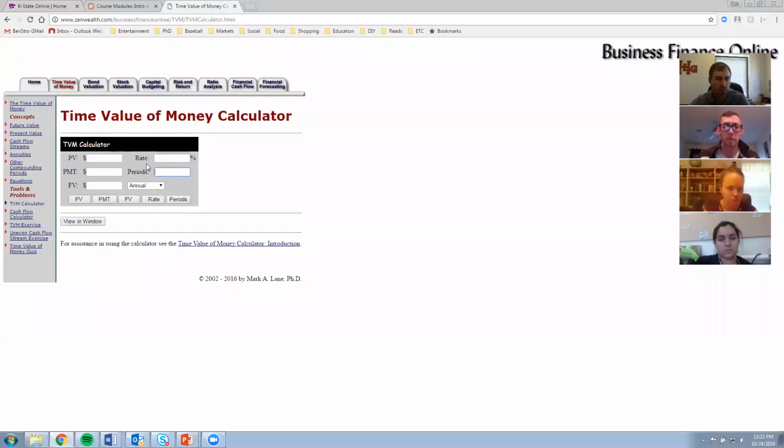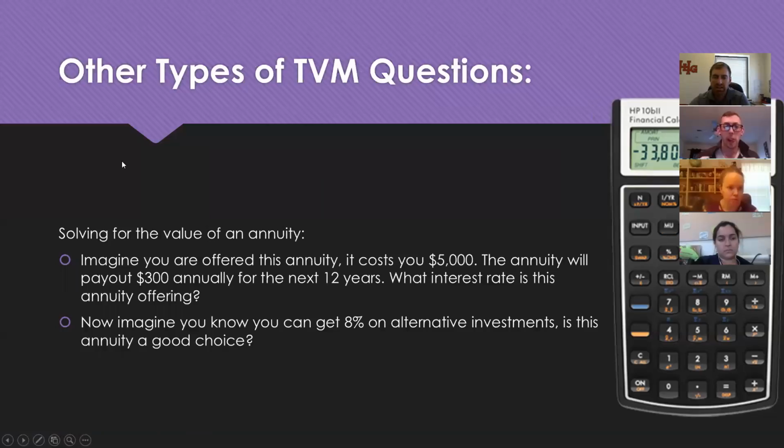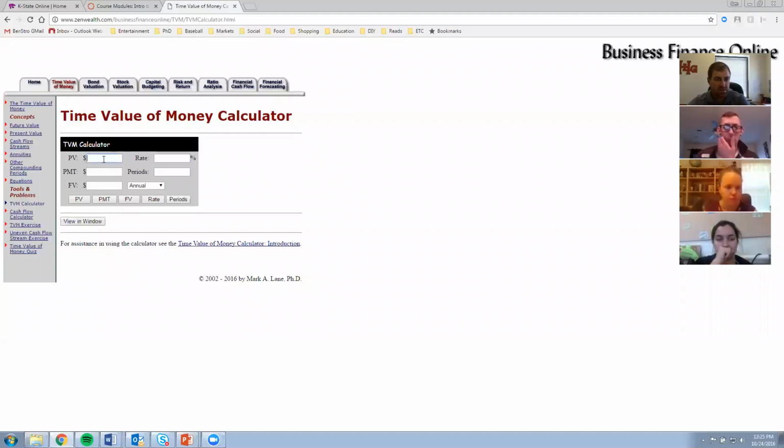So here, we're trying to see if this would be a good investment. An annuity is something you would buy for a retirement account. You take a lump sum, you put it into this thing, and it grows at a percentage per year and pays out a number per year. So it cost us $5,000, okay?